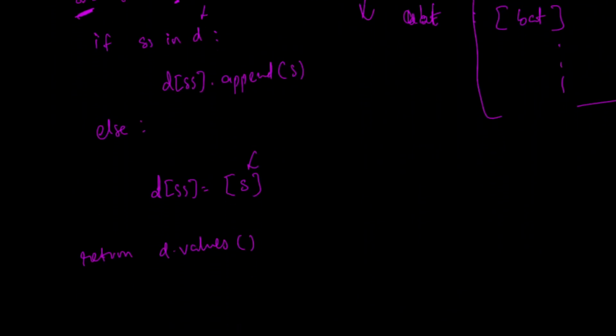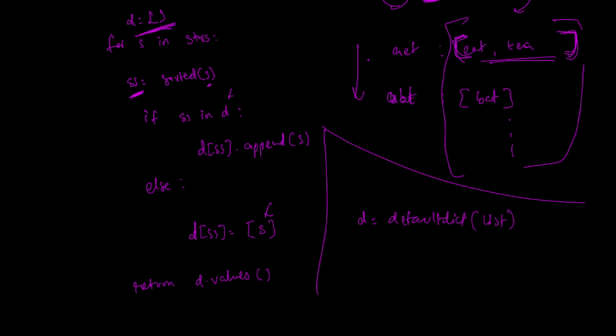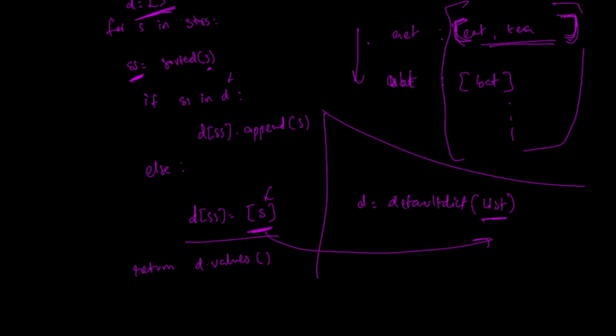Another alternative approach, instead of using a dictionary, is that I can use a default dict. If I use a default dict of list, there's no need for me to create this array. I can just simply use a single statement to append all the values. Let's see how this happens in the code.